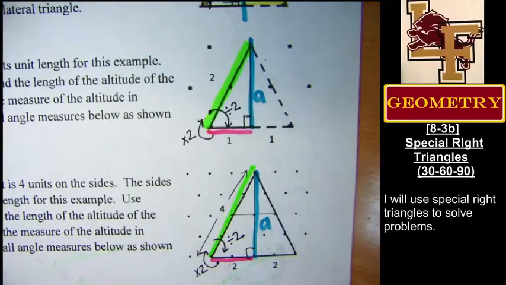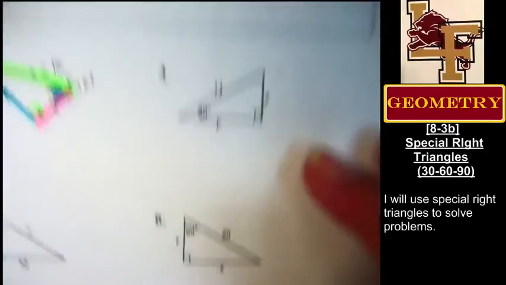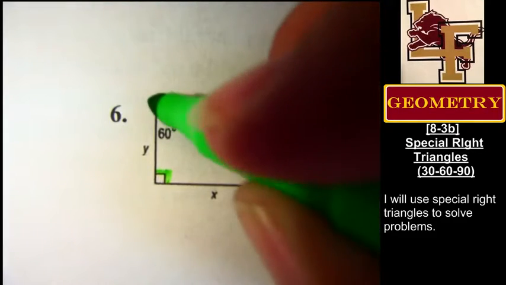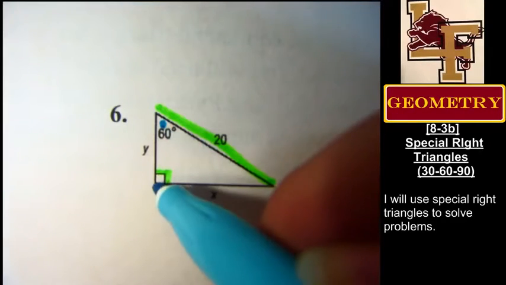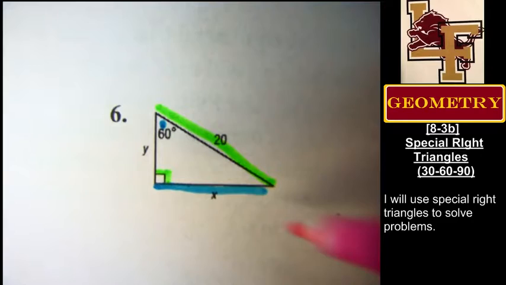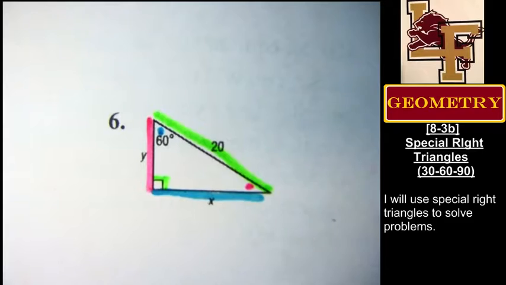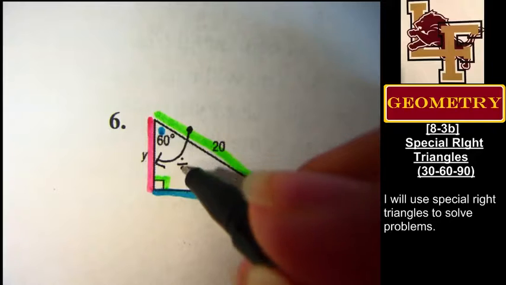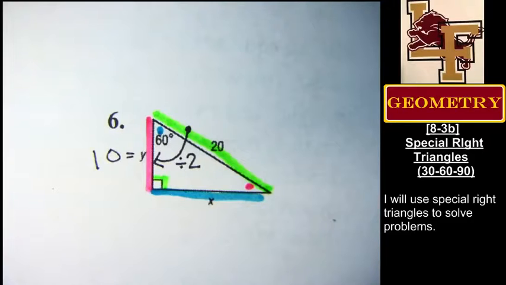Okay, let's go play with this. Join me back on the other side. Let's look at number 6. Here's the right angle. That makes this the hypotenuse. Here's 60 degrees. That makes this the long side. Here's the 30. That makes this the short side. How did we say we go from hypotenuse to short side? Divide by 2. 20 divided by 2 is? Is that easy?